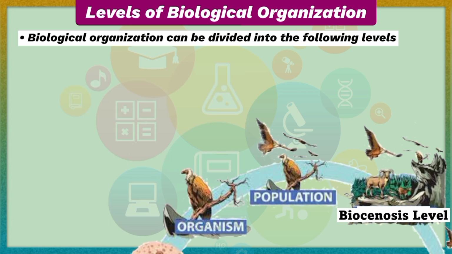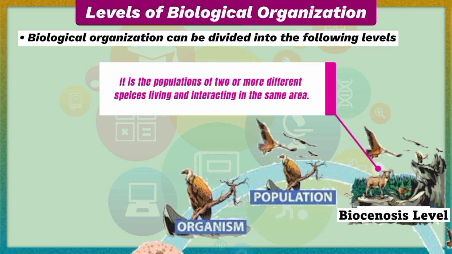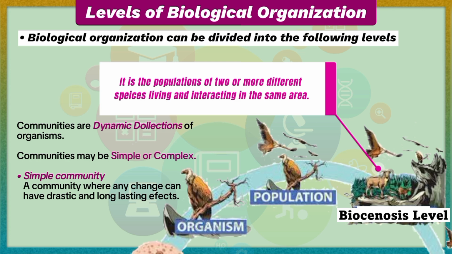Biocoenosis level, which is also called a community. It is the populations of 2 or more different species living and interacting in the same area. Communities are dynamic collections of organisms, in which one population may increase and others may decrease due to fluctuation in abiotic factors. Some communities are complex and well interrelated. Other communities may be simple.